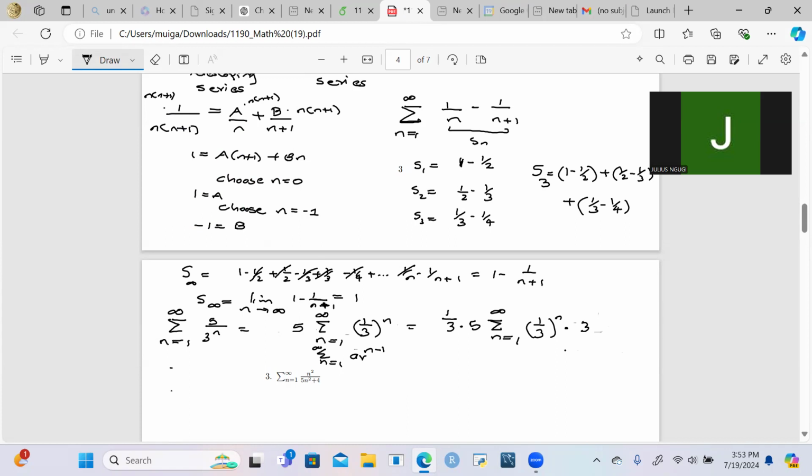So I'll be having 5 over 3, and the sum here, n starts from 1 to infinity, will now be a third to the power n. Then if this is power 1, I make it power minus 1, so I'll be having 1 over 3 to the power of minus 1. And that's what is needed. So we'll be having 5 over 3 times the sum as n starts from 1 to infinity of 1 over 3 to the power of n minus 1. And that's when you can use the formula here.